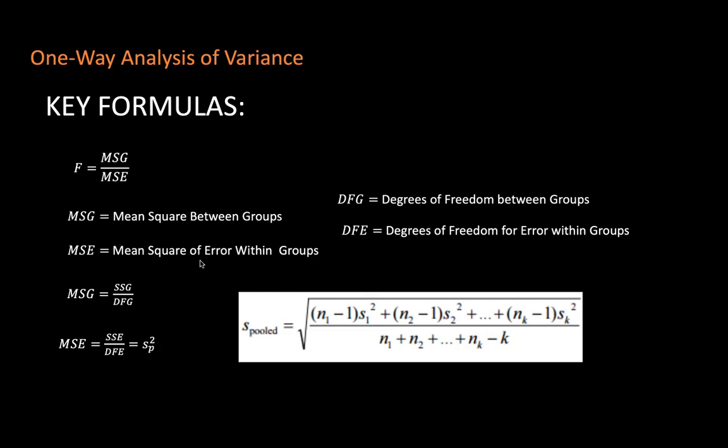This is basically like taking a weighted average, and then we notice that we multiply each of the sample standard deviations squared by the degrees of freedom of that sample, and divide it by the total number of elements in all the samples minus the number of samples we had.